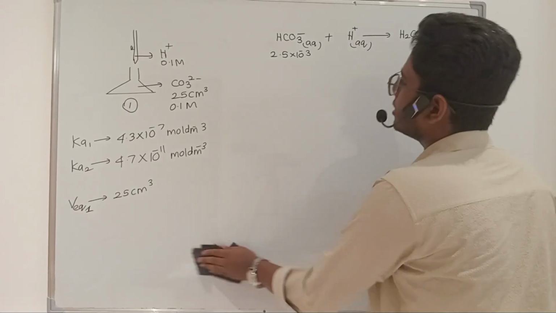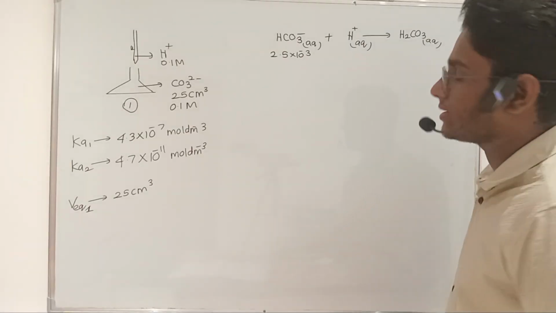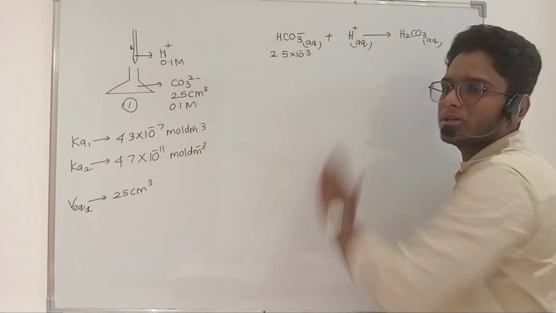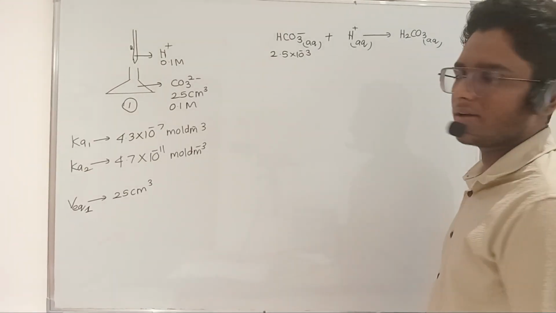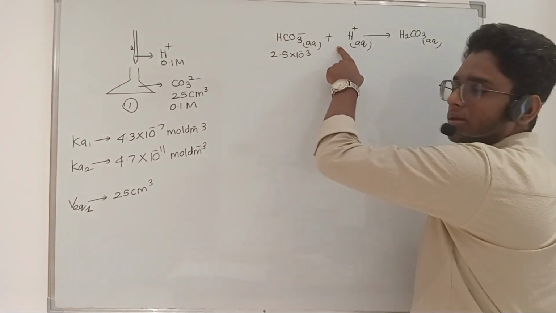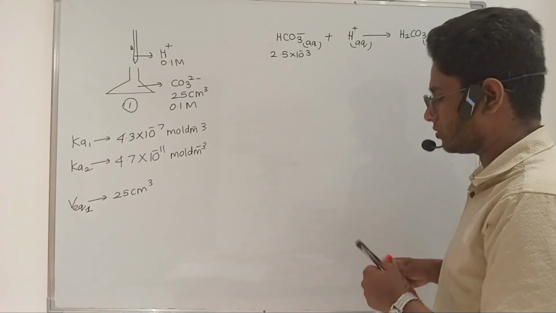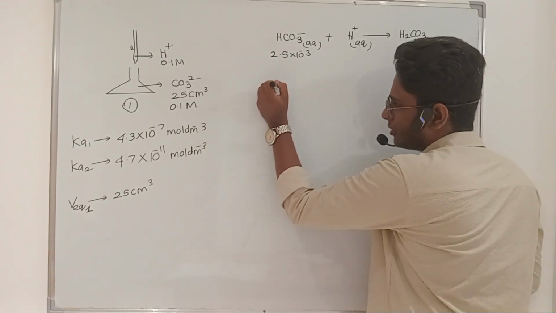Now how can you find that? If you are having 2.5 into 10 to the power minus 3 moles of bicarbonate, how many moles of H plus do you need to react with this bicarbonate? Same equal amount of moles of H plus is needed, right? Because the ratio is 1:1. Therefore, equal amount of H plus is needed. So what is the moles of H plus that is needed for you?